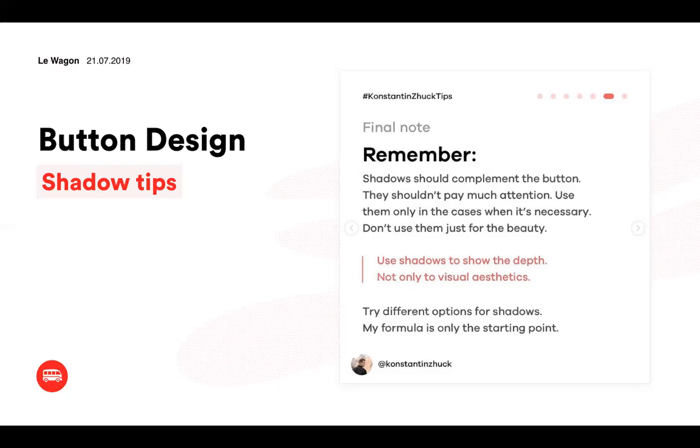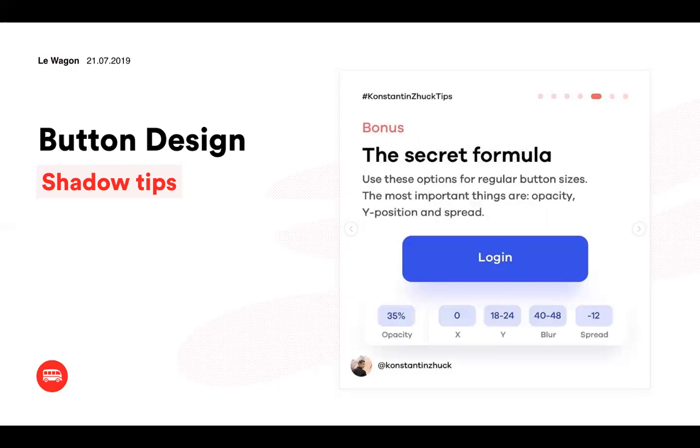So there is a nice formula to bring nice shadows. The secret formula: you can start with opacity 35%, and then your X displacement of the shadow could be set to 0. Your Y could be set to 20, 18, or 24. Sometimes I even set it to 0 as well. And I just let the blur be the effect that spreads the shadow a bit.